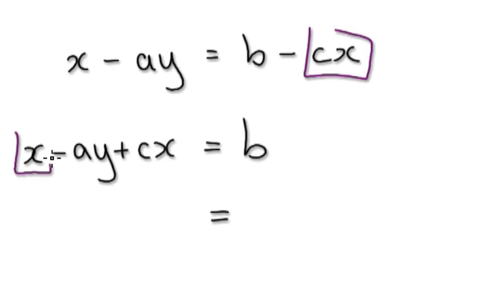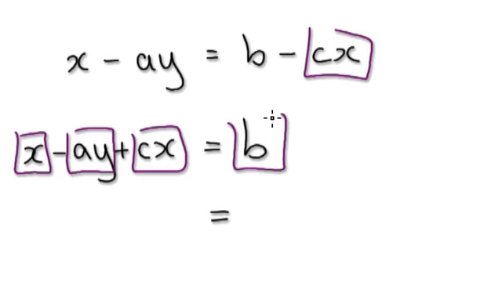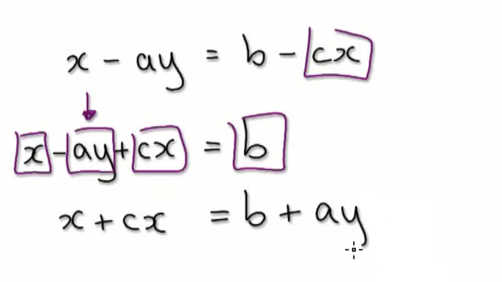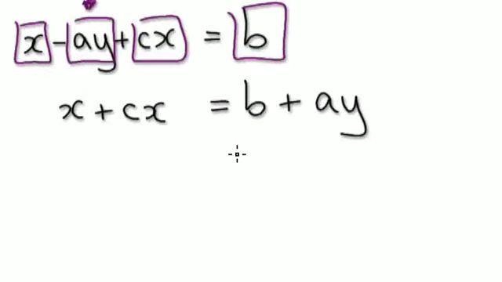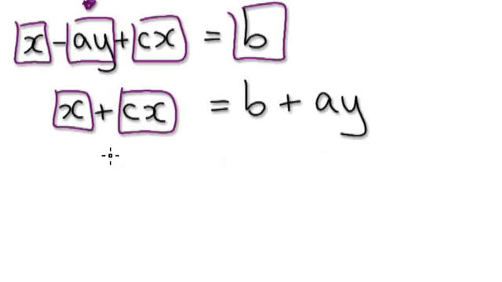And now visualize it as this. Take away this, plus this, equals this. And now this one here is classed as rubbish. It doesn't contain x. So add ay to both sides. So you have x plus cx, and then b plus ay. And now look, all the x's are on one side here, all the rubbish on the other side.